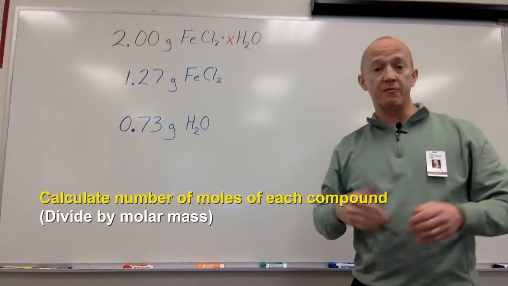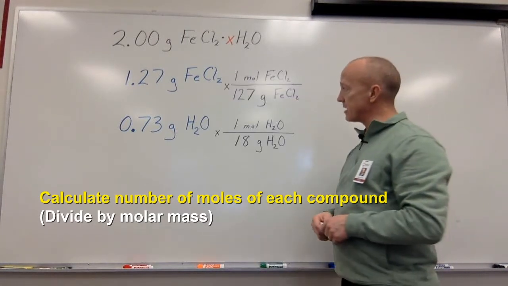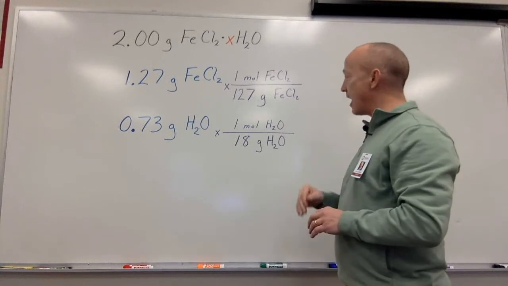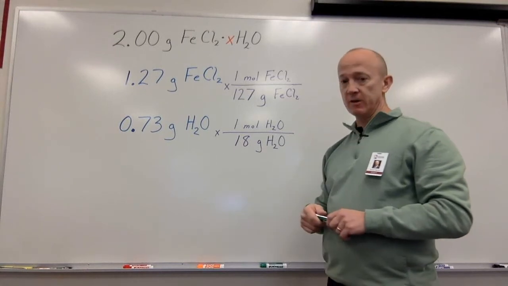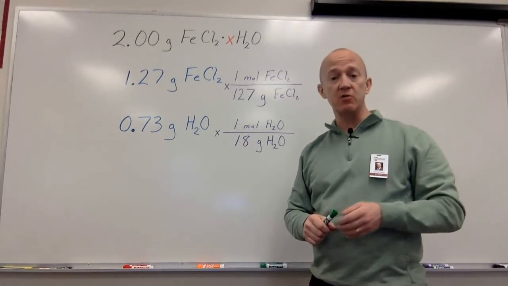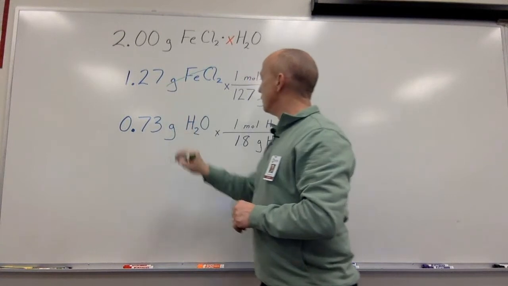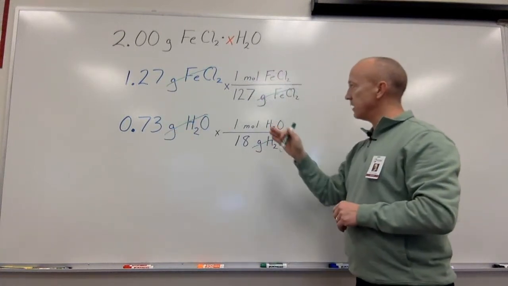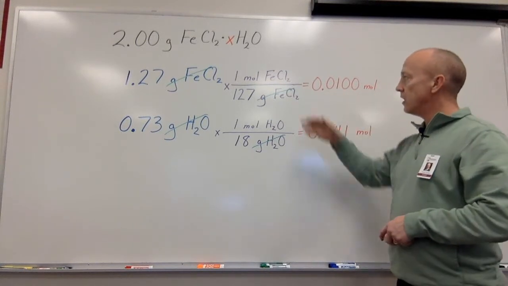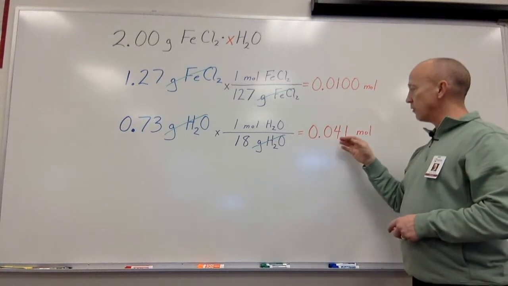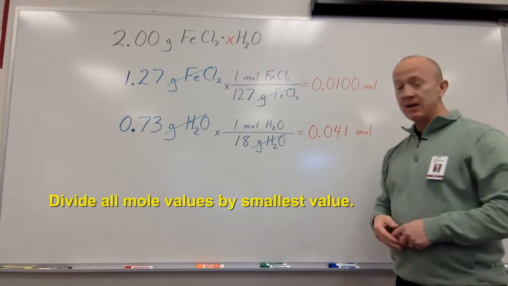The next step is we find the number of moles of each of the compounds in this hydrate. So we use the molar masses of each of these compounds. The molar mass of anhydrous iron(II) chloride is 127 grams. The molar mass of water is 18 grams. And remember, you calculate molar mass by using the masses on the periodic table. Arranging it in this fashion allows me to cancel the gram units and leave me with mole units. After the calculations, I find that I have 0.01 moles of FeCl2 and 0.041 moles of water.